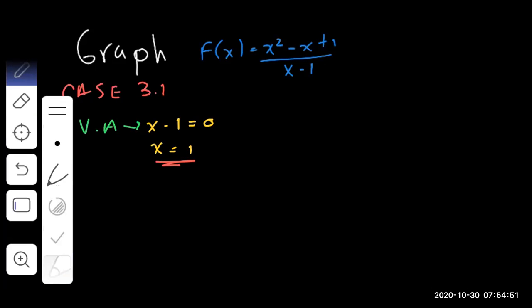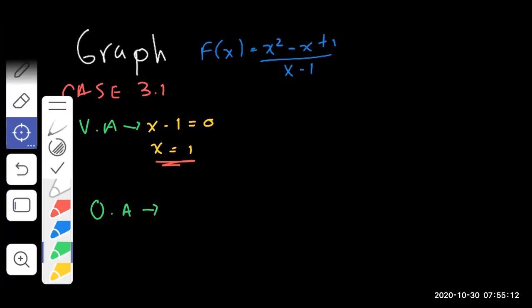Okay, let's go to the horizontal asymptote. Do we have one? We don't. We don't have any horizontal asymptote anymore. Instead, what do we have? An oblique or slant asymptote. Excellent. Oblique asymptote.